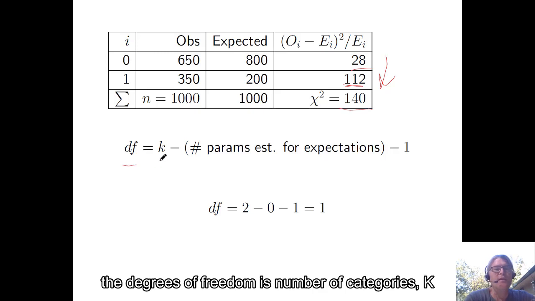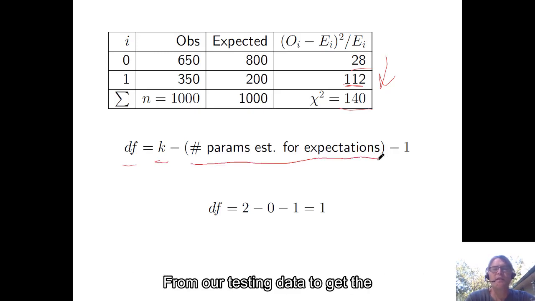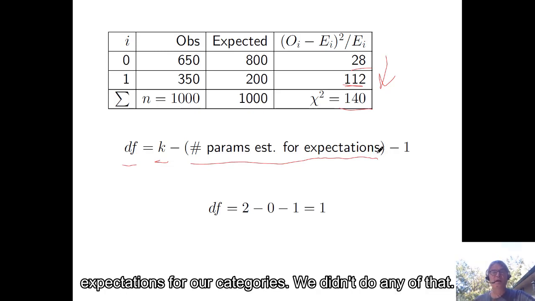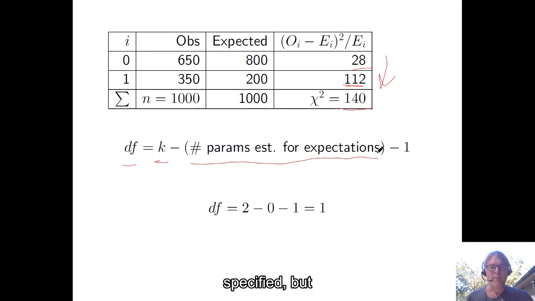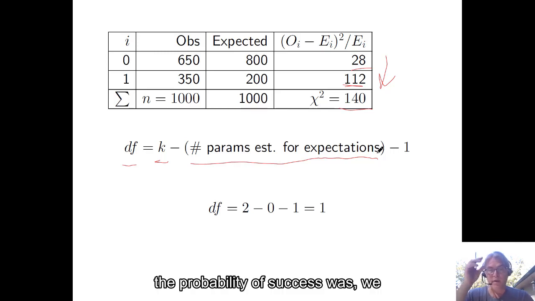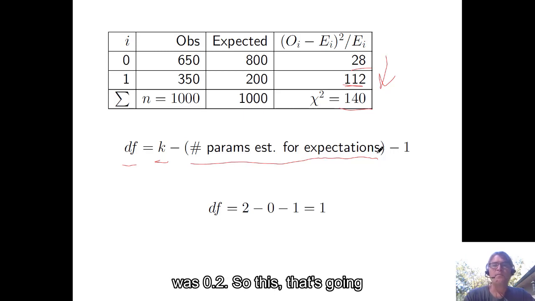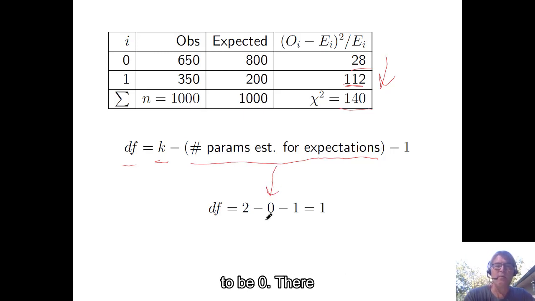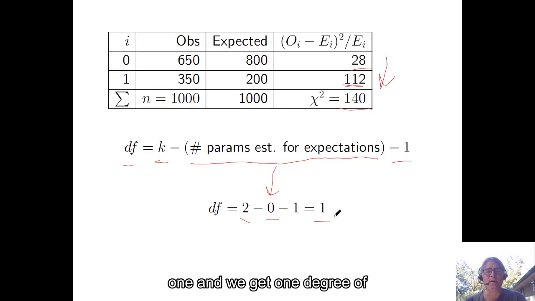So the degrees of freedom is number of categories, k, minus the number of parameters we estimated from our testing data to get the expectations for our categories. We didn't do any of that in this case. The null hypothesis specified what the probability of success was. We didn't estimate that from our data. We came in knowing it was 0.2. So that's going to be 0. There were 2 categories here. We subtract off 1, and we get 1 degree of freedom.